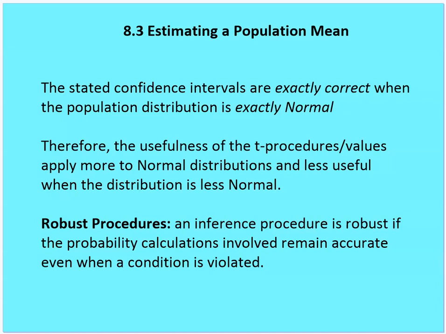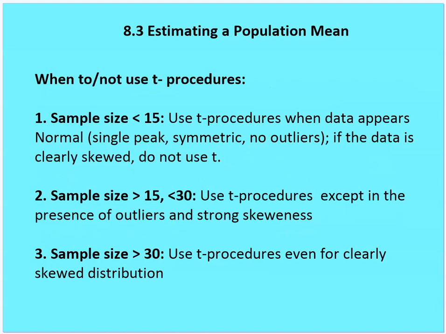So that means we need to have robust procedures around distributions that are less normal or when it's not known. An inference procedure is robust if the probability calculations involved remain accurate even when the condition is violated. So when the condition is violated for normality or when it's not known, again, we need to make sure that we follow certain procedures.